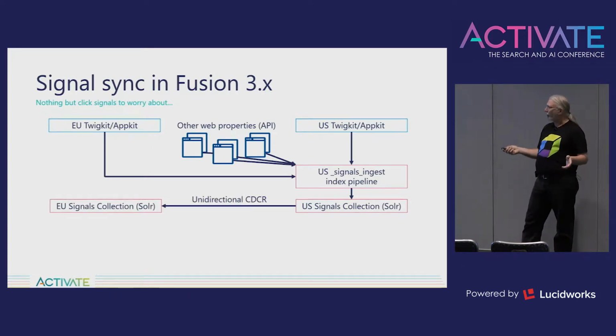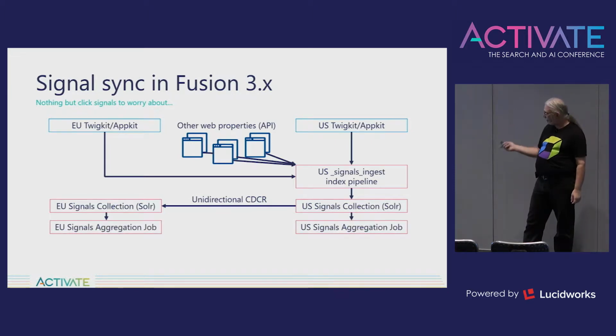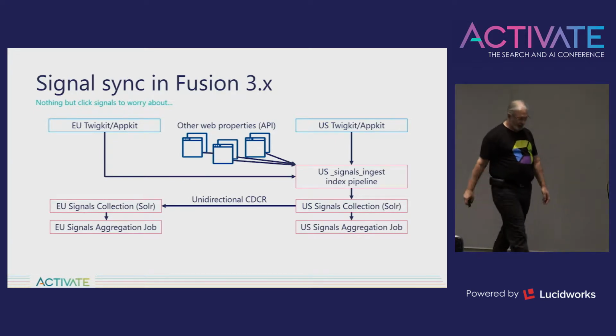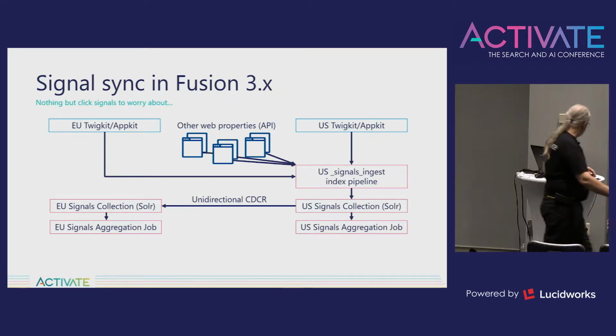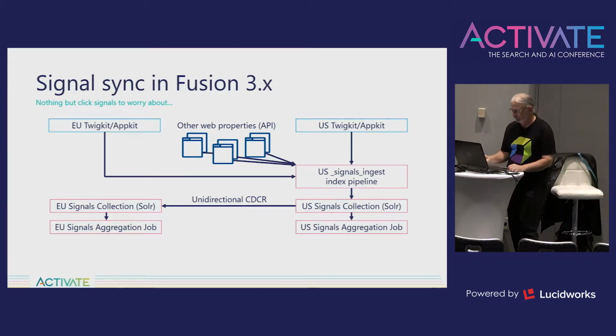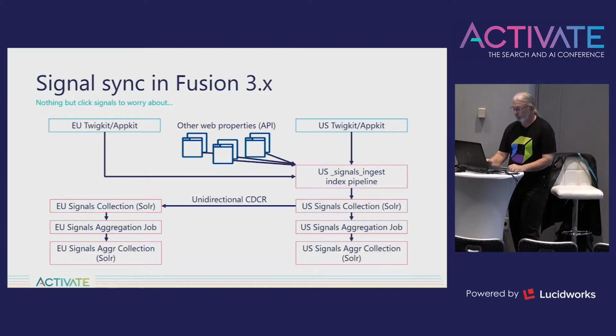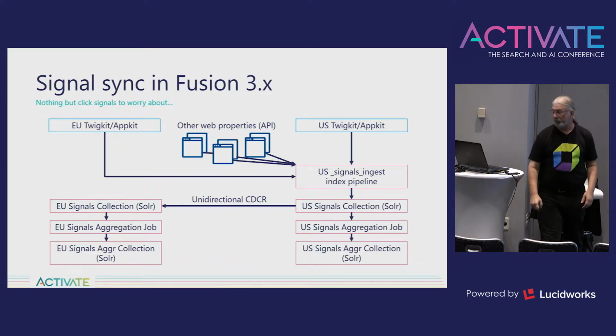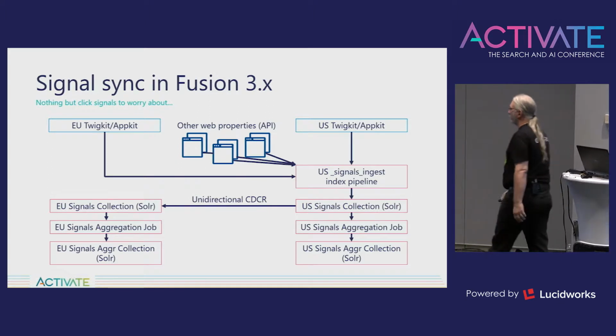So the signals ingest pipeline dumps its signals into the US collection. Now, unidirectional CDCR to the rescue, pushes it to the EU collection, after which both clusters can run their own aggregations, and suddenly everything went dark. All right, very well. I'm not sure exactly what happened there. Hopefully it doesn't happen again.